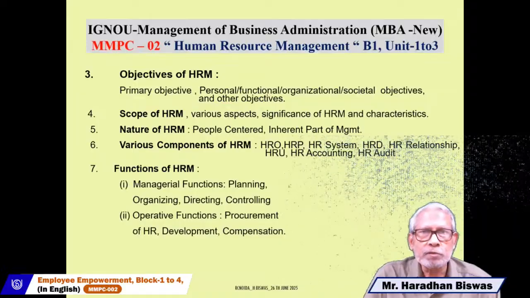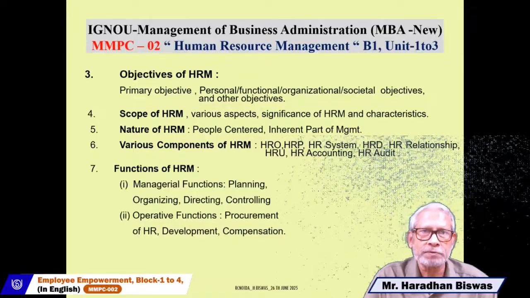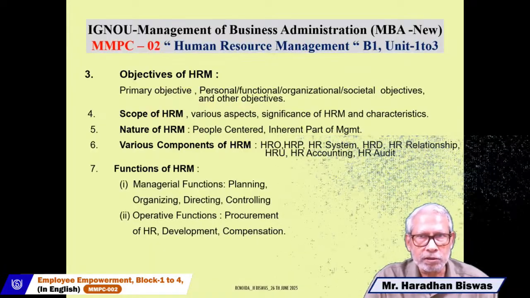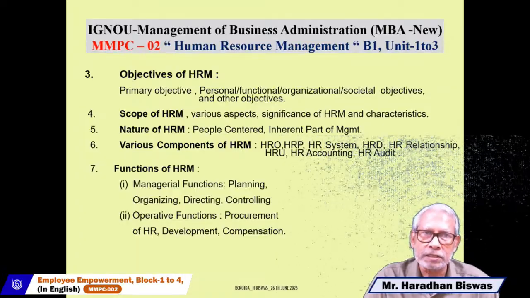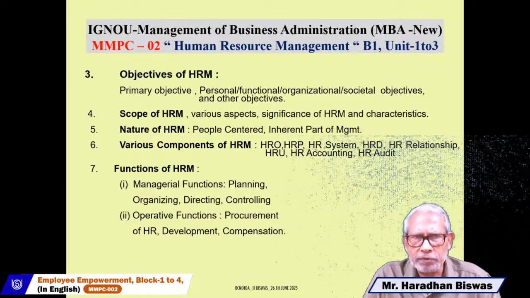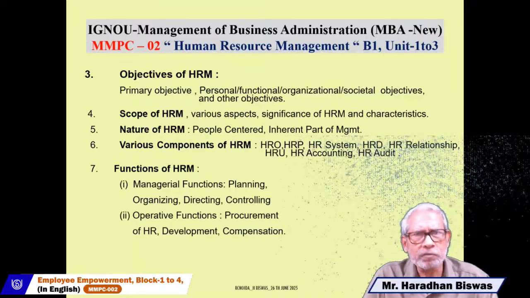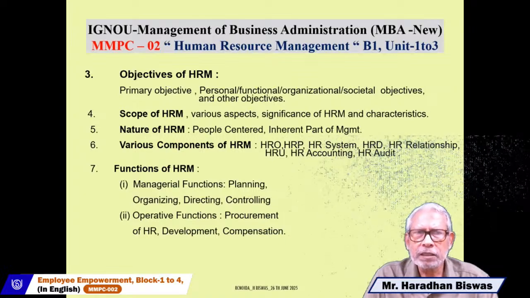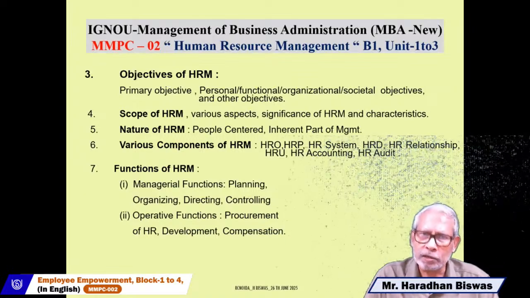Now, what are the objectives of HRM? There are primary objectives, basically personal functions, then functional and organizational objectives. These are very important areas. Then the scope of HRM, various aspects, the significance of HRM, its characteristics and nature: the people-centered, inherent part of management.